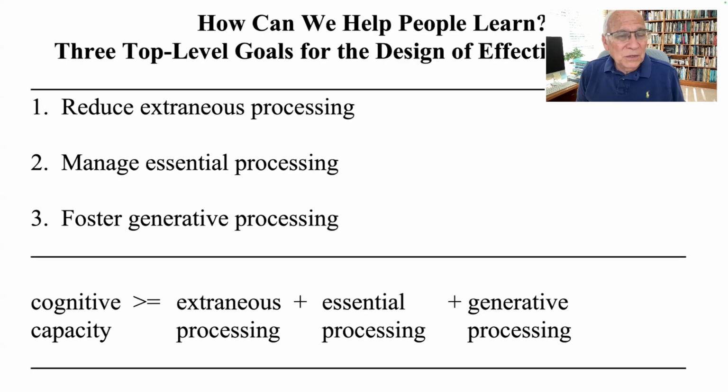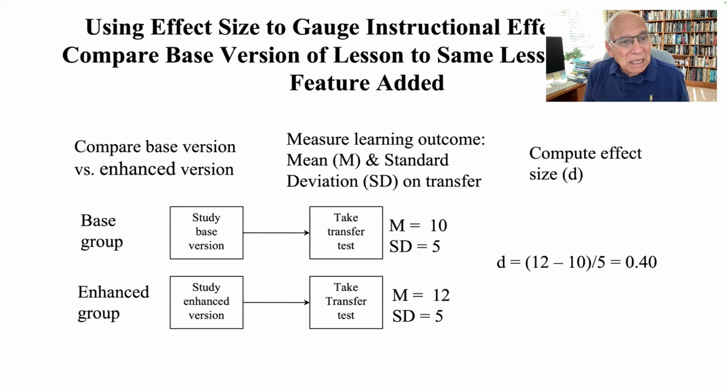So this means in terms of instructional goals, we want to reduce extraneous processing so that we have more capacity for the good kinds of processing. We want to manage our essential processing, so if we have complex material, we can handle all that. And we want to foster generative processing to help learners become more engaged and active in the learning process. I hope that all makes sense.